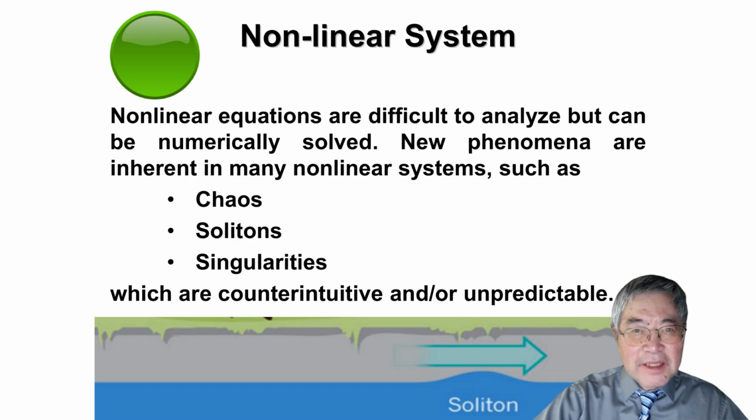What makes nonlinear systems particularly fascinating is that they can produce surprising, often counterintuitive behaviors. We give examples here like chaos, solitons, and singularities. These are patterns or events that seem unpredictable or puzzling at first glance. And naturally, anything that challenges our intuition tends to spark curiosity and deeper investigation.